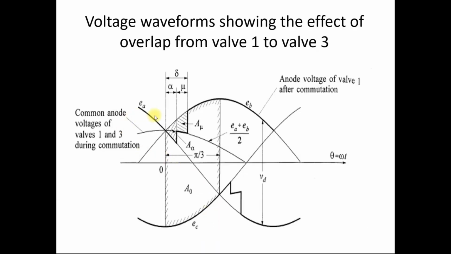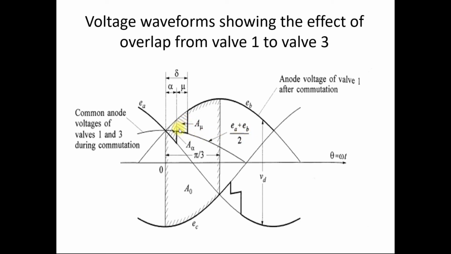This voltage is lower than your EB voltage. Here this is the EB voltage, but during the commutation the voltage is reduced and becomes EA plus EB by 2. So this is the waveshape of EA plus EB by 2. You know that after alpha, if you do not consider the commutation overlap, valve number 3 is completely on, so it jumps directly to phase B and you get the EB phase. But because commutation happens between valve number 1 and 3, you get only the voltage EA plus EB by 2.